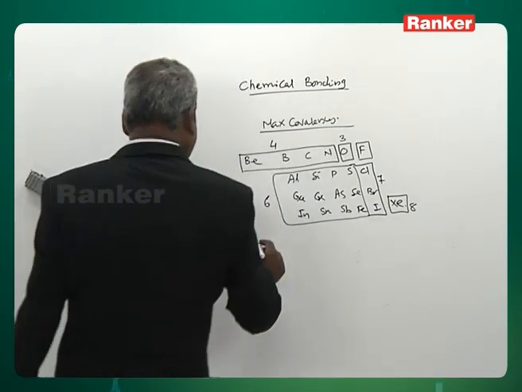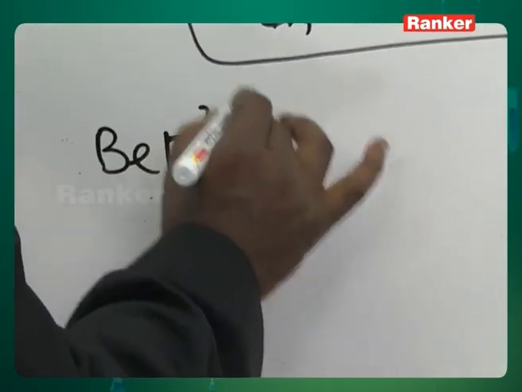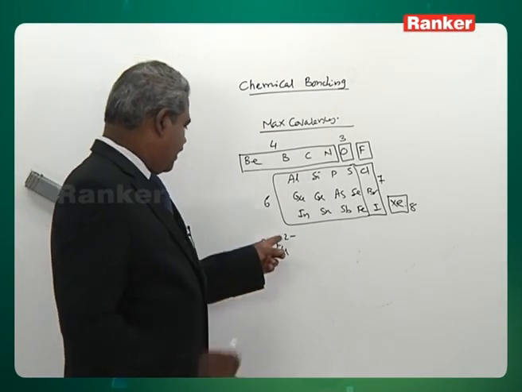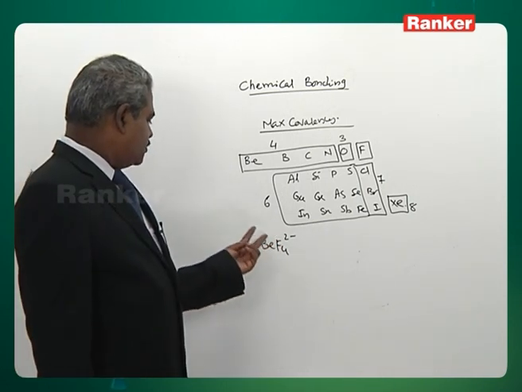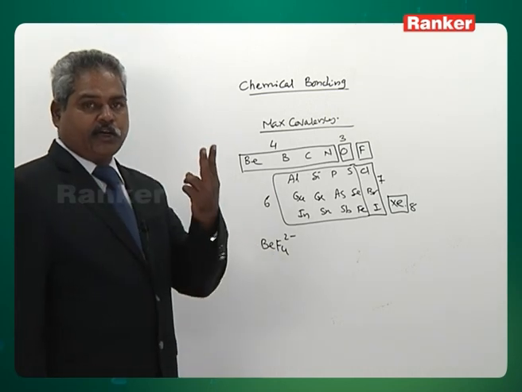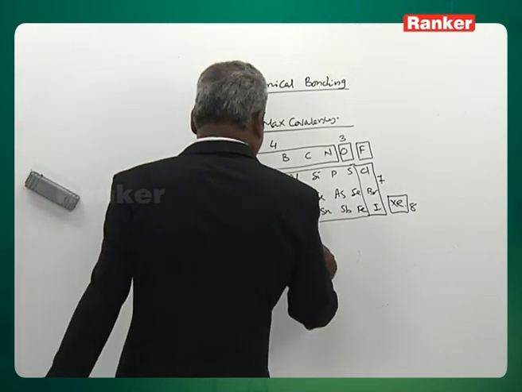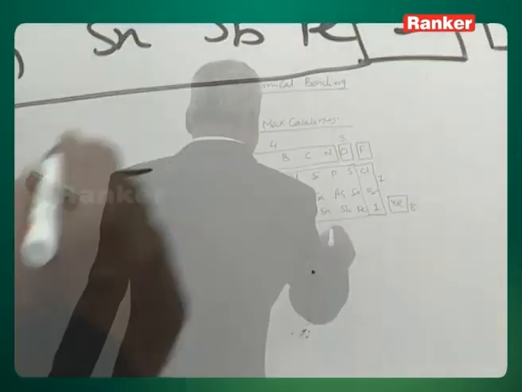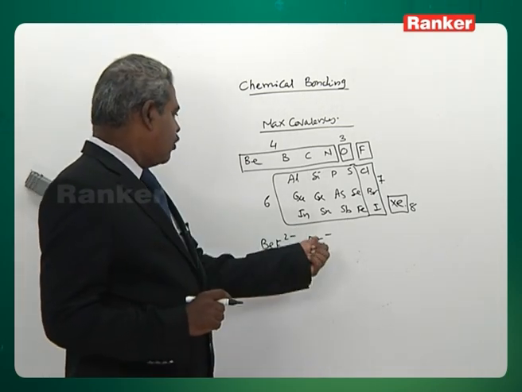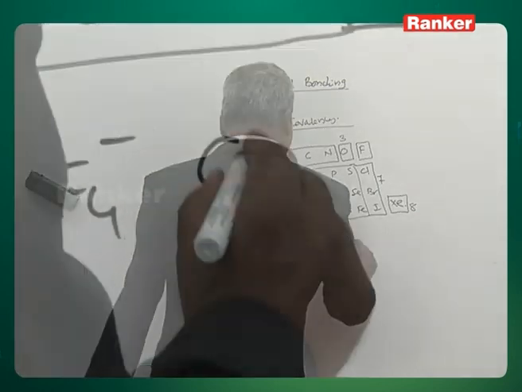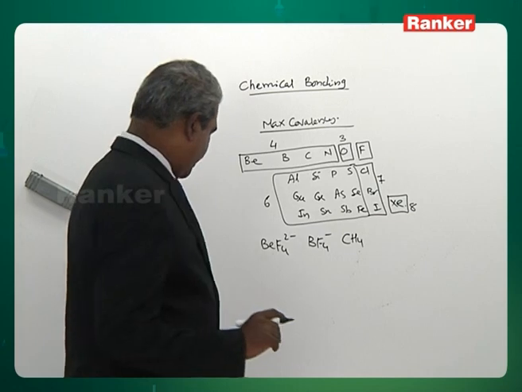Now, let me supply with examples. BeF4 2 minus. What does this tell you? 2 minus means 2 F minuses, 2 donors. There are 2 donors, means beryllium is forming only 2 bonds on its own. 2 own, 2 donation. Boron, BF4 minus. So 3 bonds on its own. Third group, it can form 3 bonds on its own, 1 by borrowing. CH4, it has 4 electrons. It need not borrow anything. It can form 4 bonds straight away.